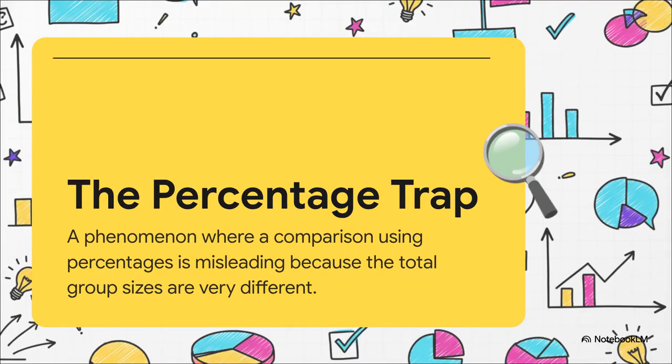Okay, next up is Simpson's paradox, which I like to call the ultimate statistical plot twist. Seriously, this is what happens when you see a clear trend in a few separate groups of data, but that trend completely vanishes, or even reverses, when you lump all those groups together. It's a classic trap, and it usually involves percentages in groups of different sizes.